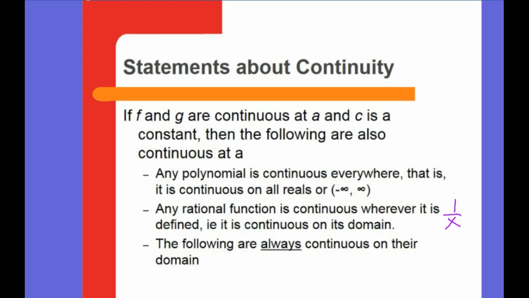A rational function is continuous wherever it is defined, that is, on its domain. So a rational function is not continuous at 0 because 0 is not included in its domain. The following are always continuous on their domain.